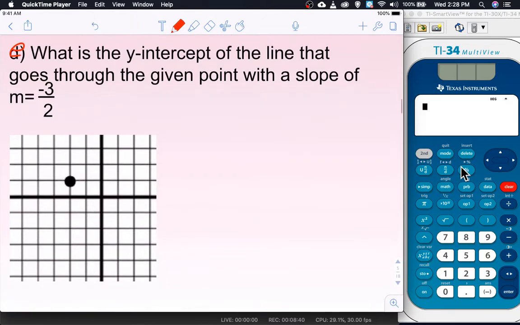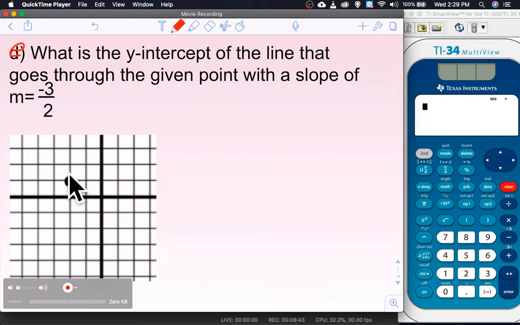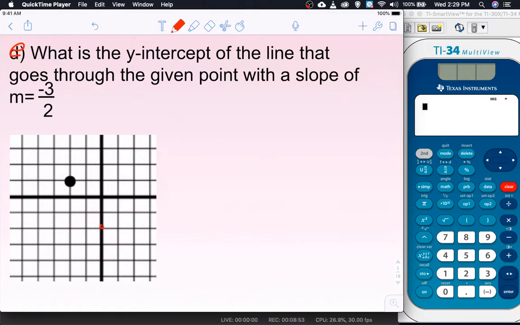All right, so let's see. If I go through this point with a slope of negative 3 over 2, it means I'm going to go down 3 over 2, down 3 over 2, down 3 over 2, down 3 over 2, and I can kind of squeeze another one in there. It would be just right above that. So the line would look something like this.